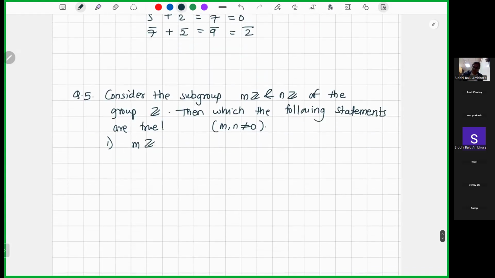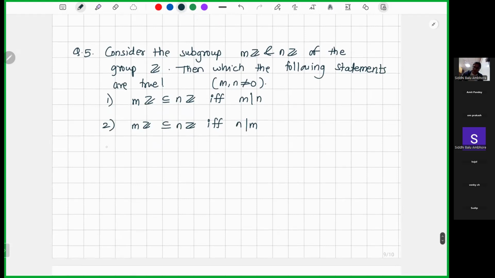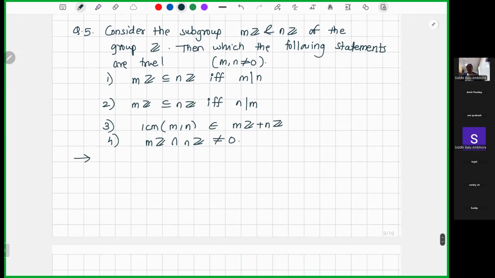So they are saying that mZ is contained in nZ if and only if m divides n. Second, mZ is contained in nZ if and only if n divides m. Third, the LCM of m, n belongs to mZ plus nZ. And fourth, mZ intersection nZ is non-zero. Okay, so this is the question.